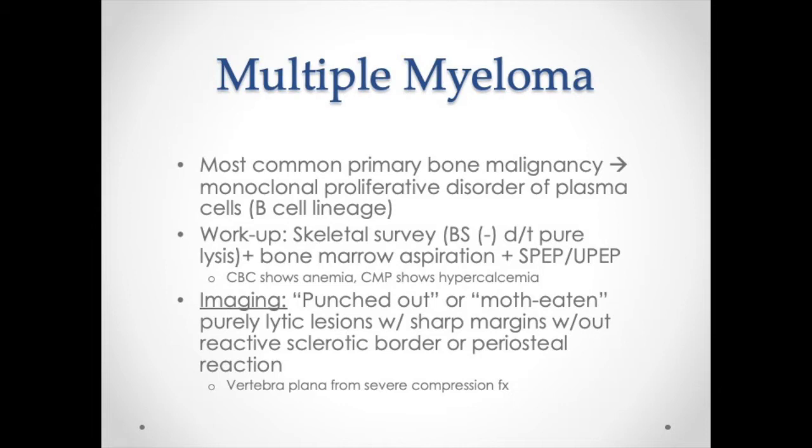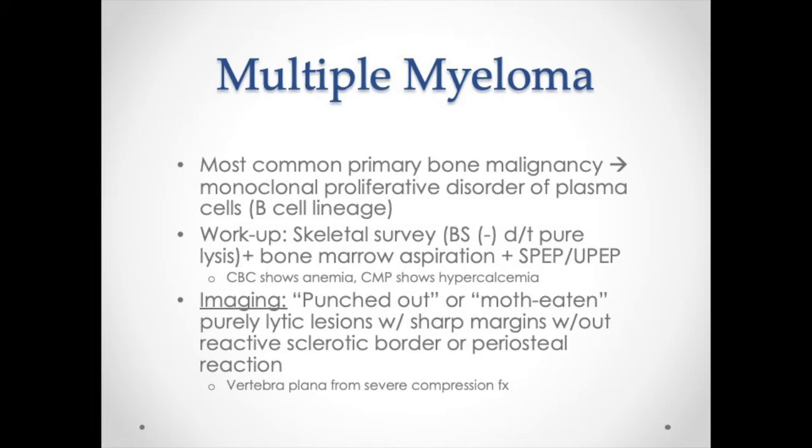You will also need a bone marrow aspiration and an SPEP and UPEP during workup, as well as a beta-2 microglobulin level for staging. CBC often shows anemia from bone marrow infiltration and myelosuppression, and then CMP will usually show hypercalcemia because of the bone destruction.